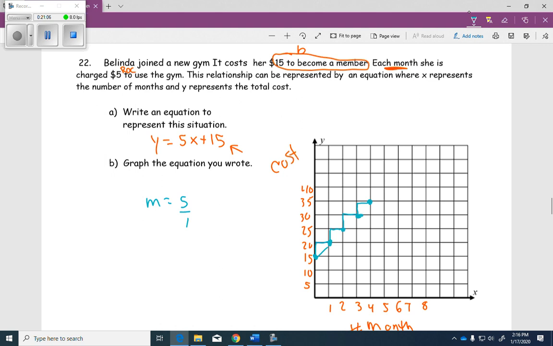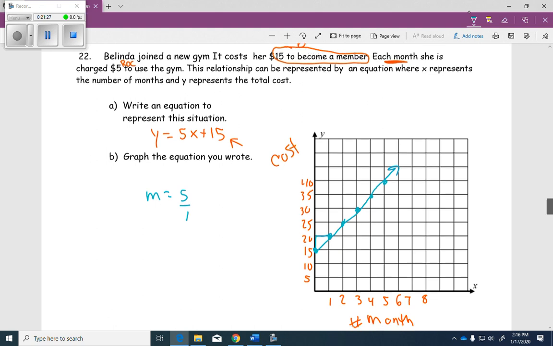And I connect with a line. I'm going to put an arrow. I'm going to erase my staircase. It doesn't look so nice having the steps there. And there we go, done. Next question.